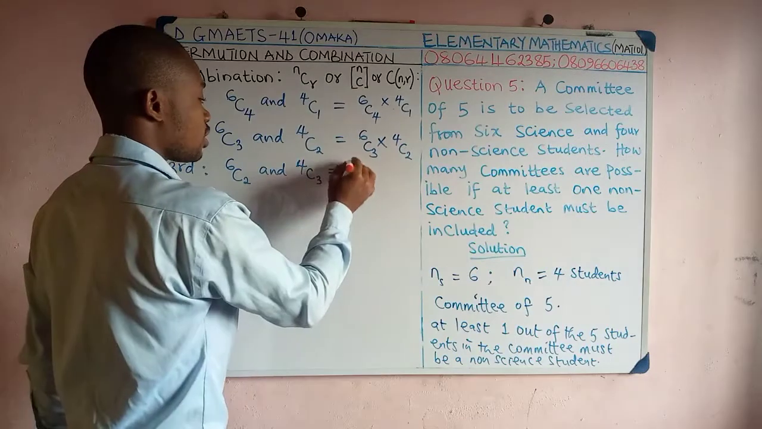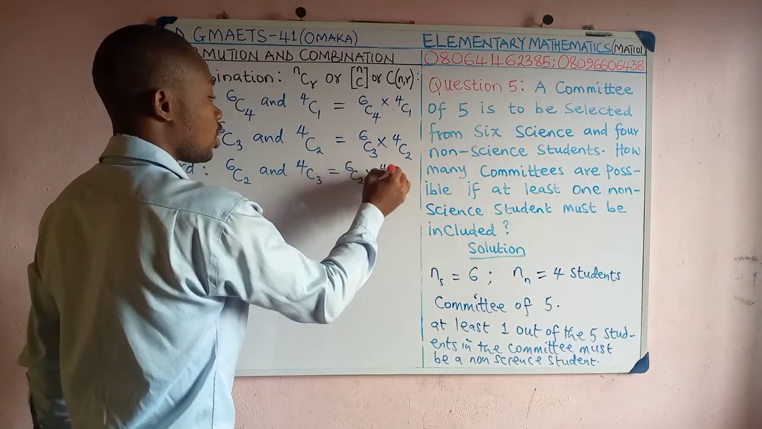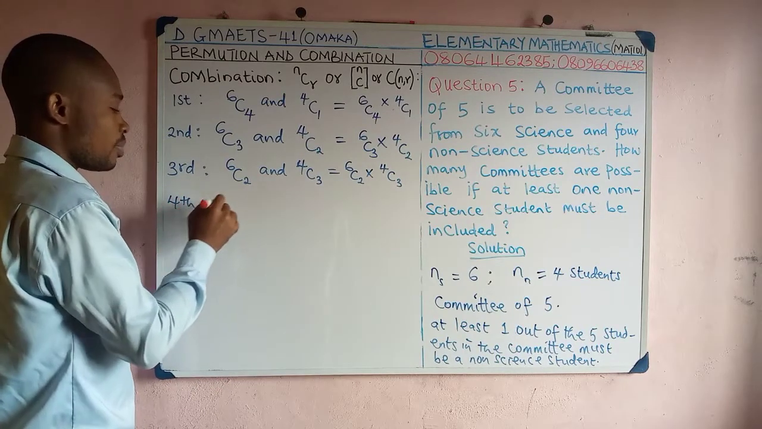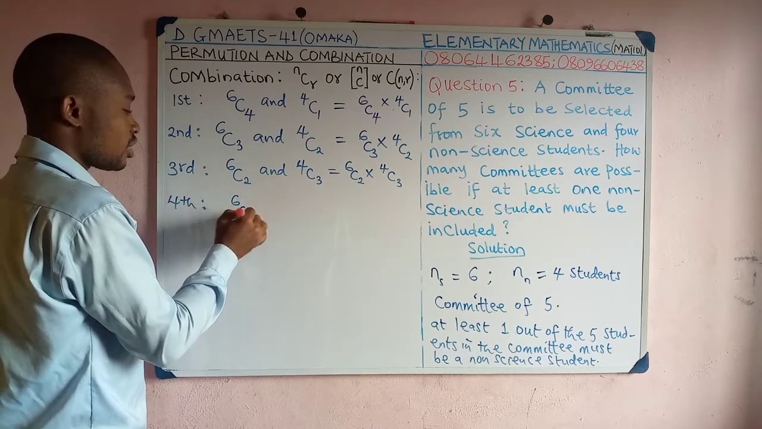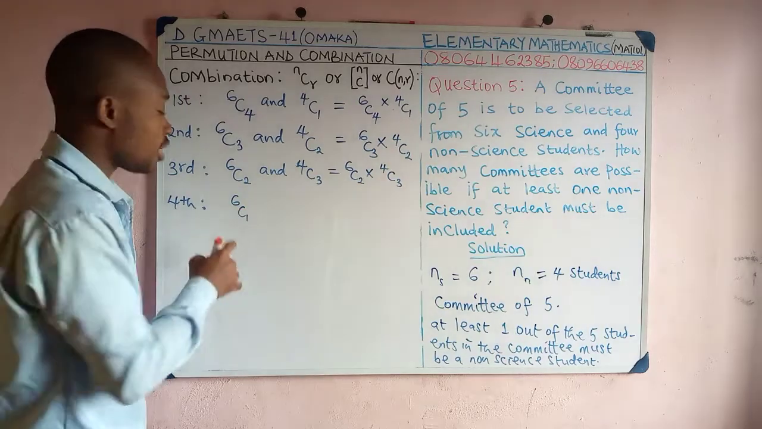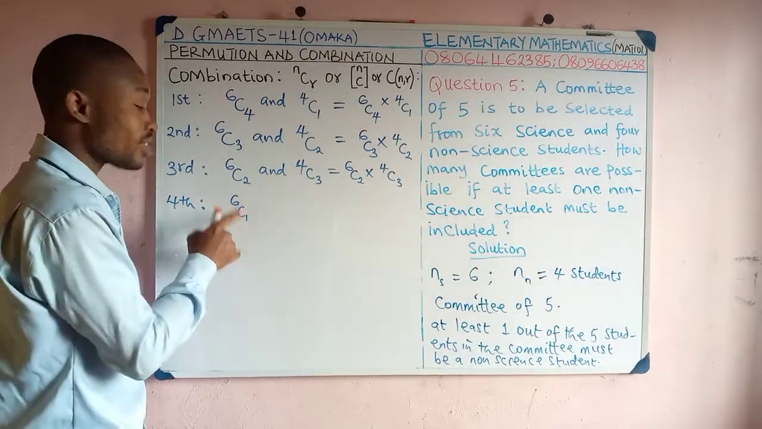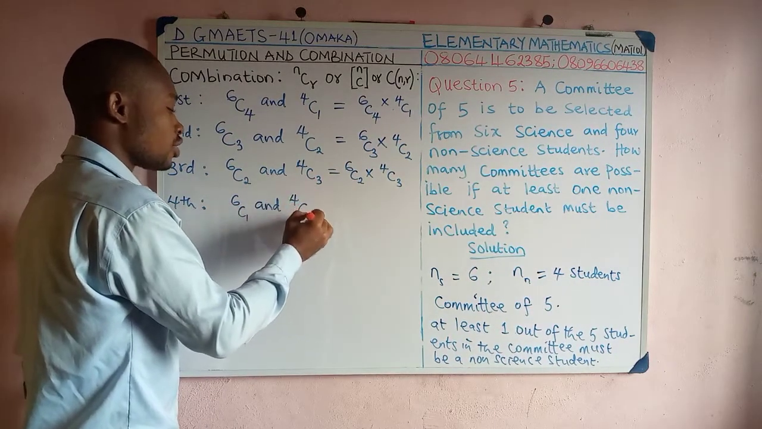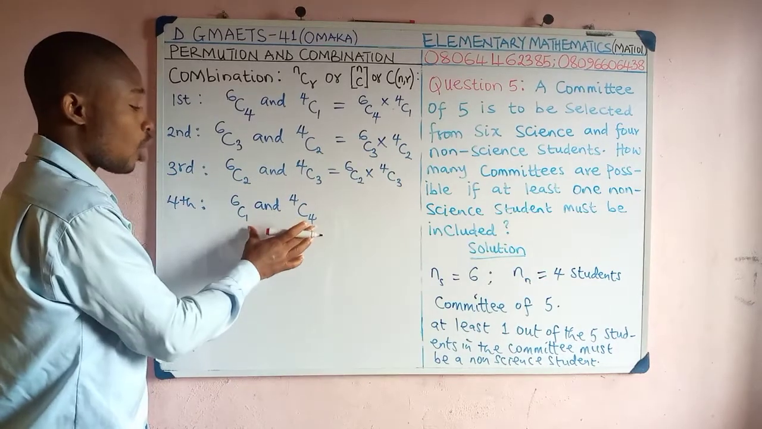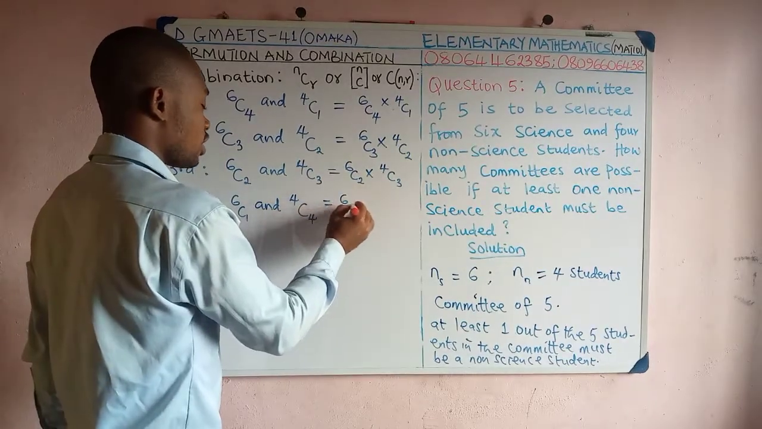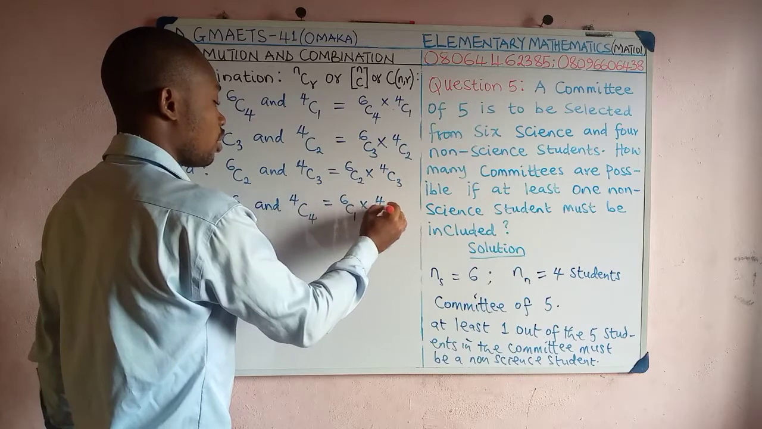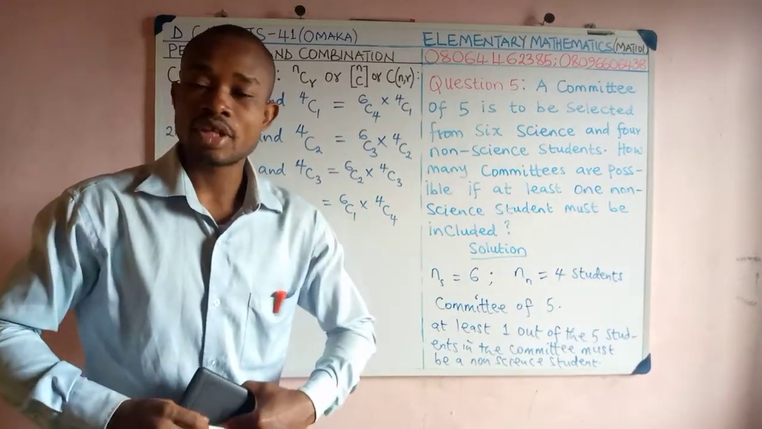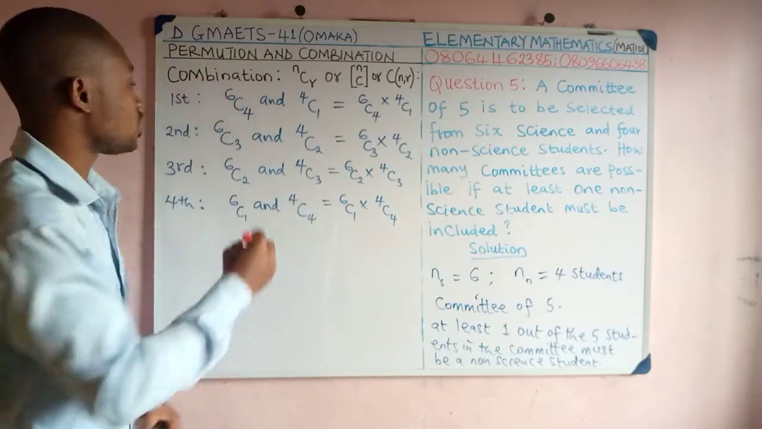Alright, so this is going to give us 6 combination 2 times 4 combination 3. There is still another possibility. The possibility is that you have 6 combination 1. That is to say, out of the 6 science students, you select only 1 science student. And in that case, out of the 4 non-science students, you're going to select 4 to make it 5 students. This, of course, will give us 6 combination 1 times 4 combination 4. Take note. And, as used in combinational probability, means multiplication.